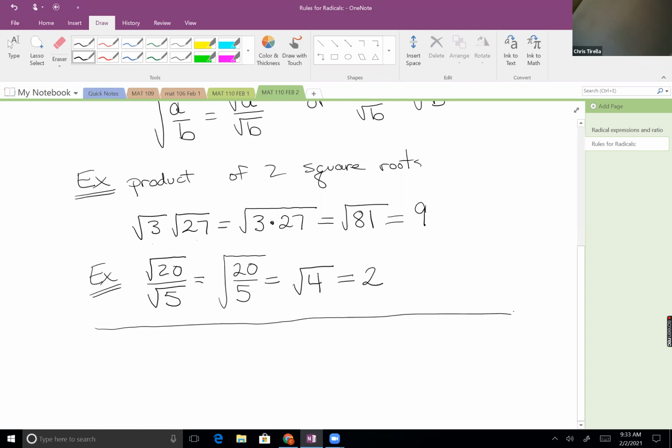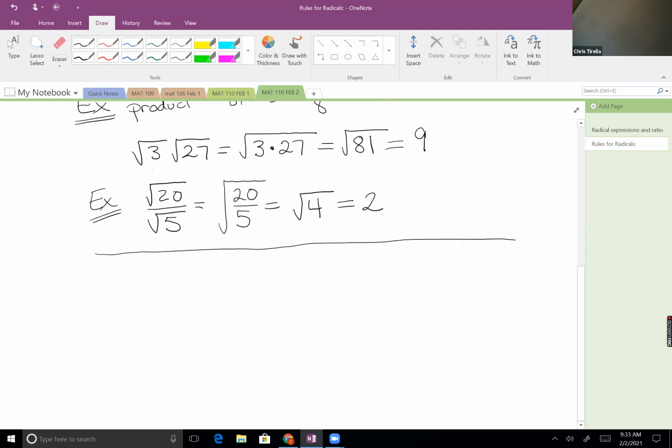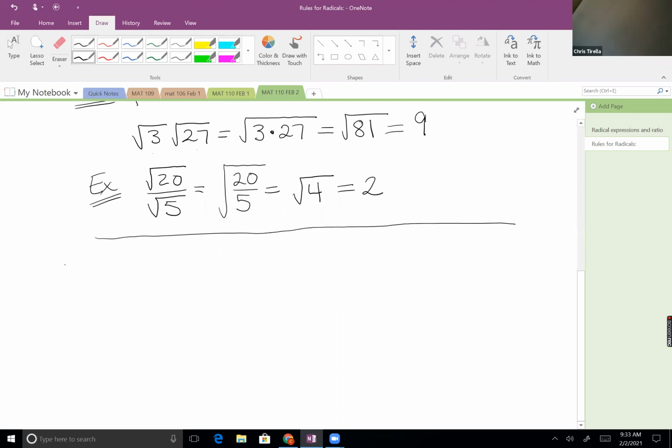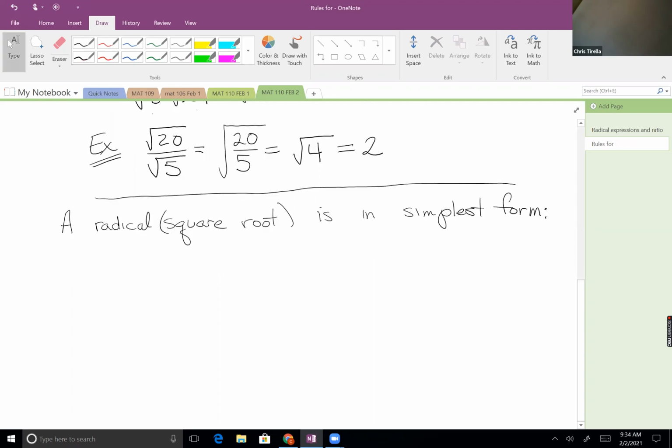We're going to use these rules in the opposite direction when we try to put a radical in simplest form. And we're going to say that a radical, or a square root to start with, is in simplest form. We're going to have three criteria. We'll be looking at all three criteria today. First one is that the radicand has no perfect square factors.